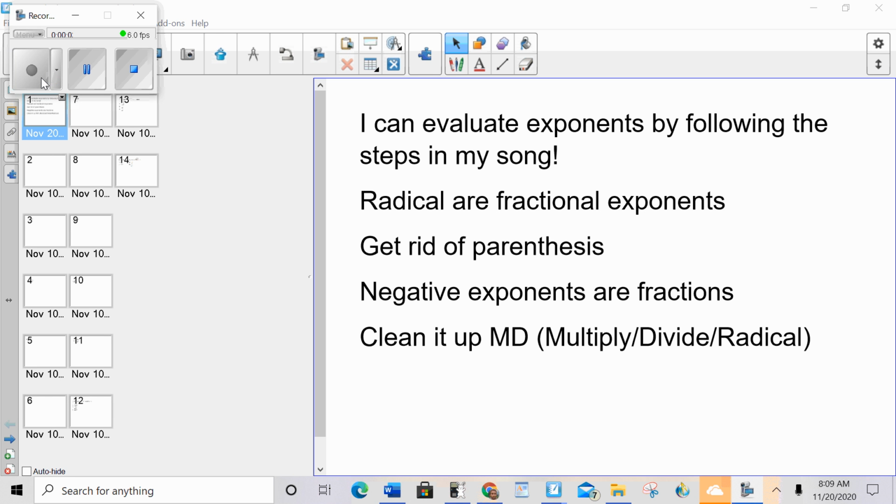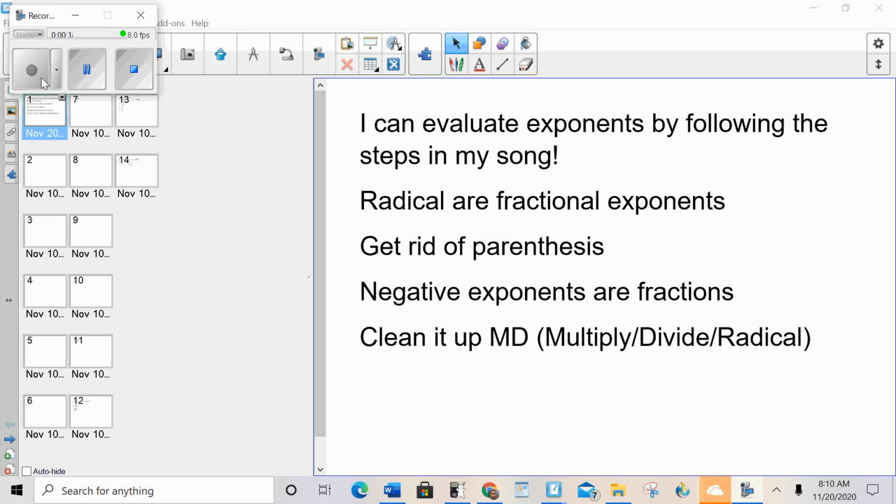Hello everybody. Very important lesson today. This is the fourth and final lesson, which has been building and building and building to evaluate exponents. And I can evaluate exponents by following the steps in my song.